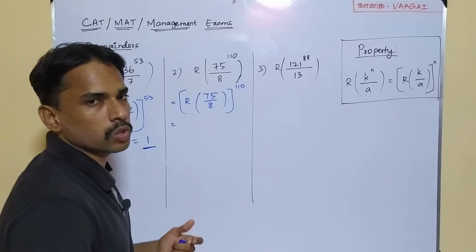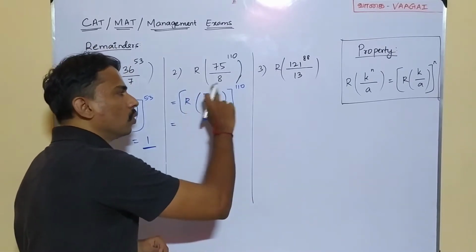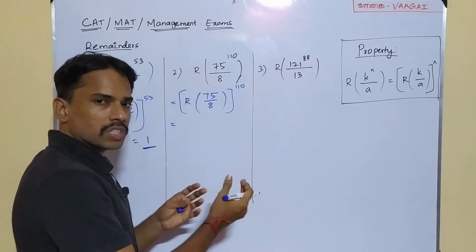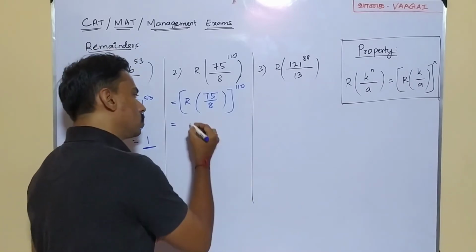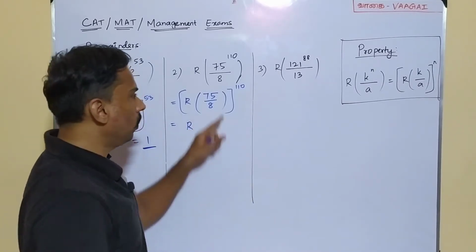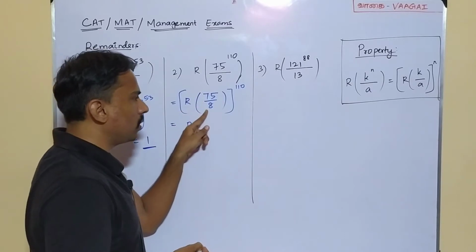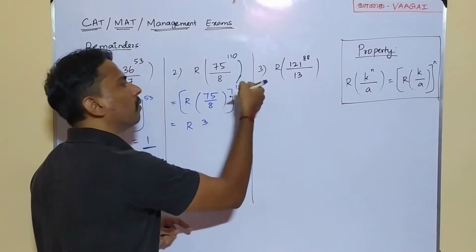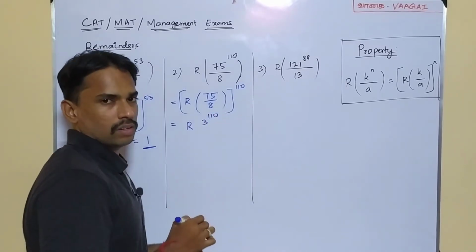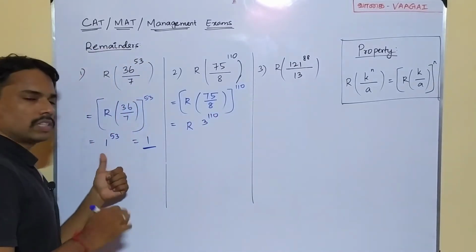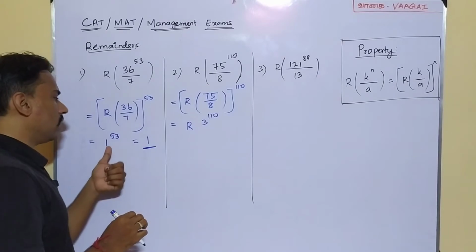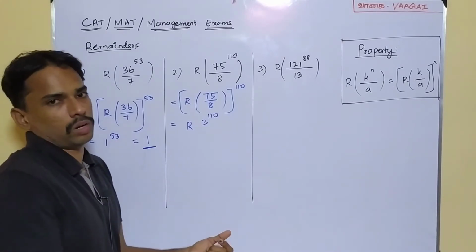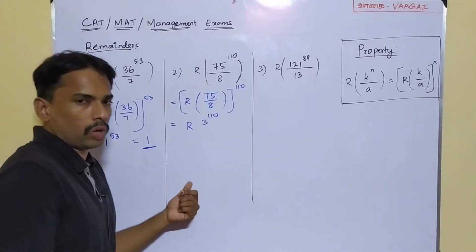So in that case, what you should again do is, however you got the remainder as 3 inside, just continue the chain. So remainder of what you got inside? You got 75 by 8. You got the remainder to be 3. Just raise the 3 to the power 110. Is the idea clear? So here what we got is, here we simply got it to be 1. So 1 I can raise to 53. It will be always 1, right? 1 raised to any power is going to be 1 only.